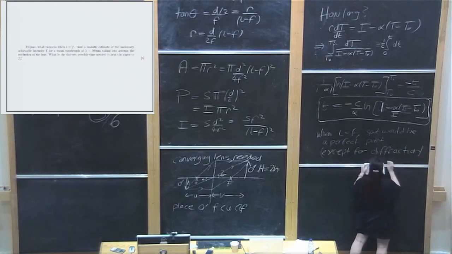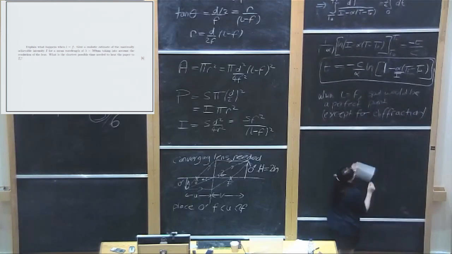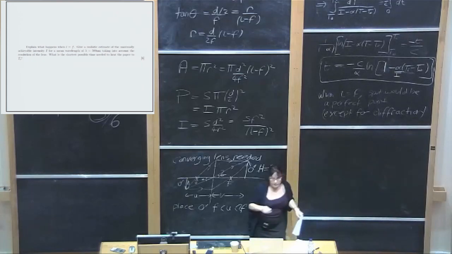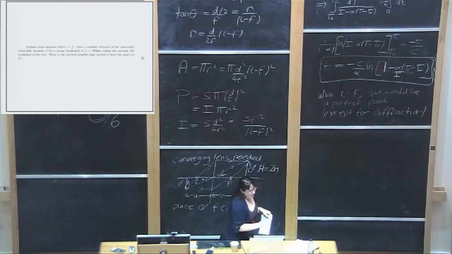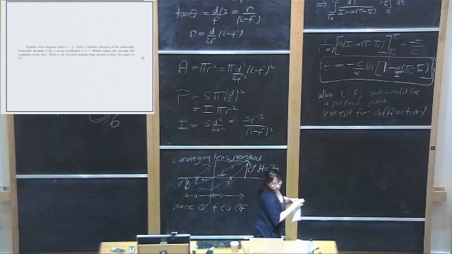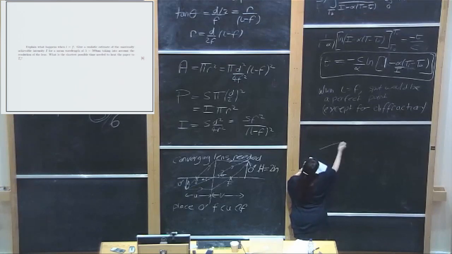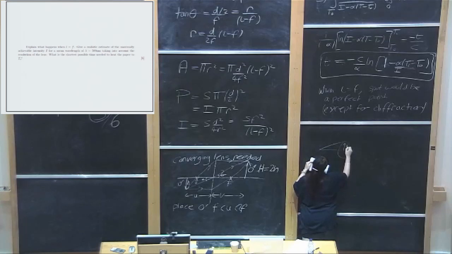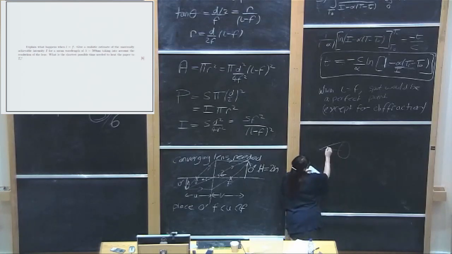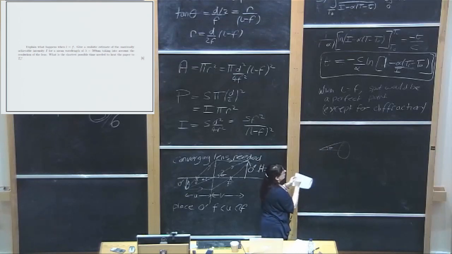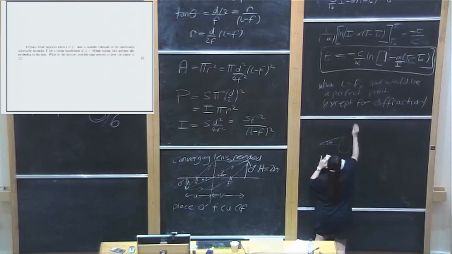Right, so when you do have diffraction, what happens? So it says, give a realistic estimate now of the maximally achievable intensity, for a particular wavelength. Right, so what we know is that rather than having a perfect spot, we're actually going to get some circular spot of light instead.